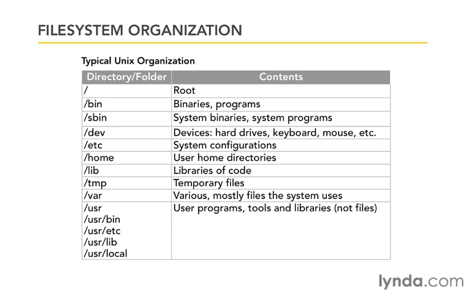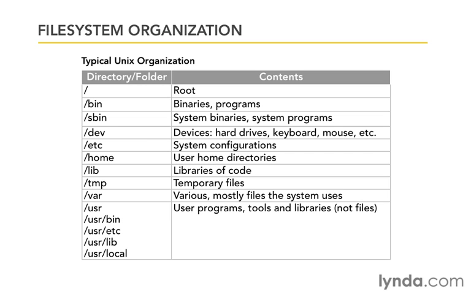TMP is temporary. That's for temporary files, things that you don't mind if someone comes in and wipes the file away. You won't miss it. That's where you would put in TMP. And then var is for various, mostly files that the system uses. Then there's USR, which is short for user, and that's where the user would put programs, tools, and libraries. Not their files. Their files would be in their home directory, but the programs that they would have installed just for them, they'd put those in the user directory, not in the system bin. They'd be things that are for the users in user bin.